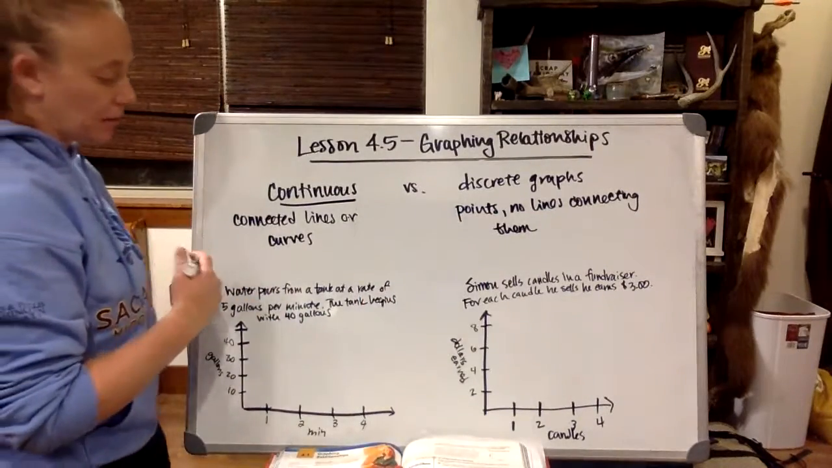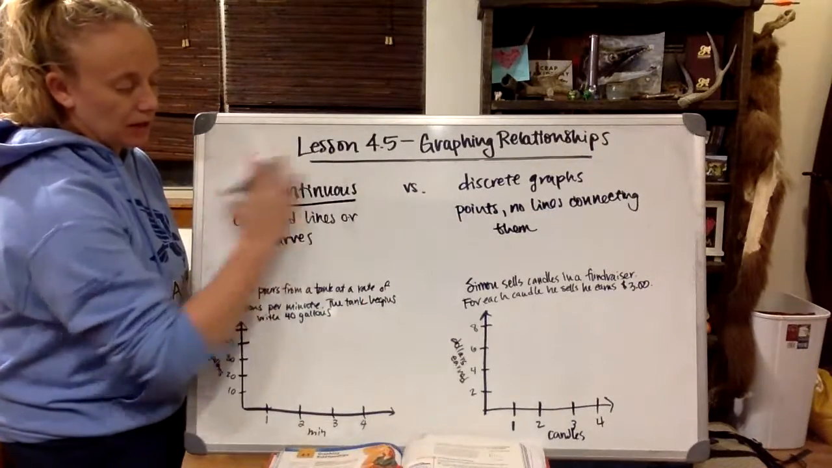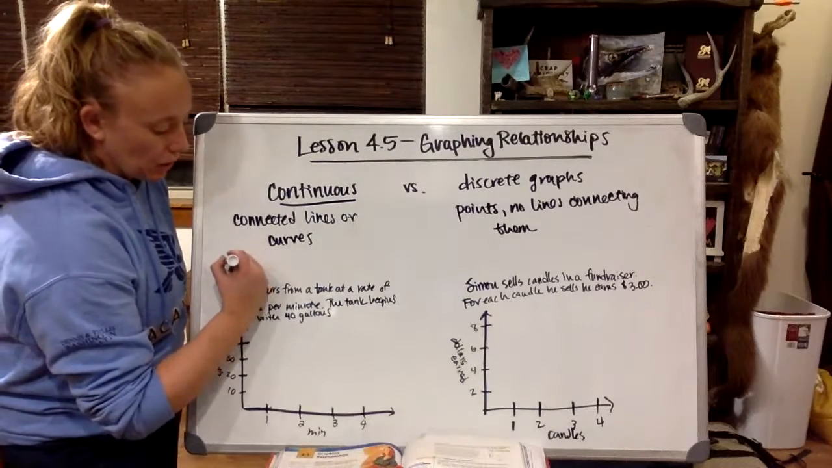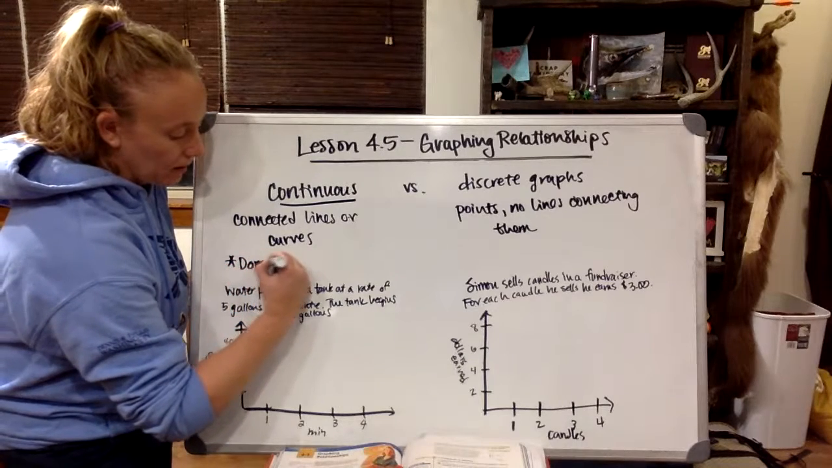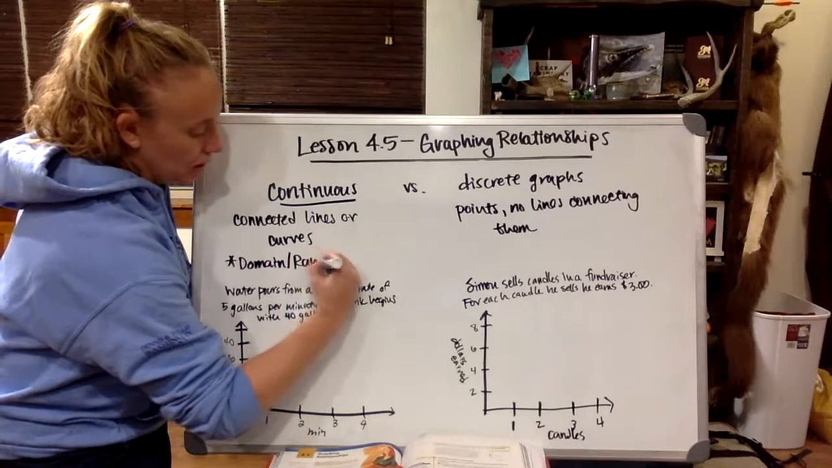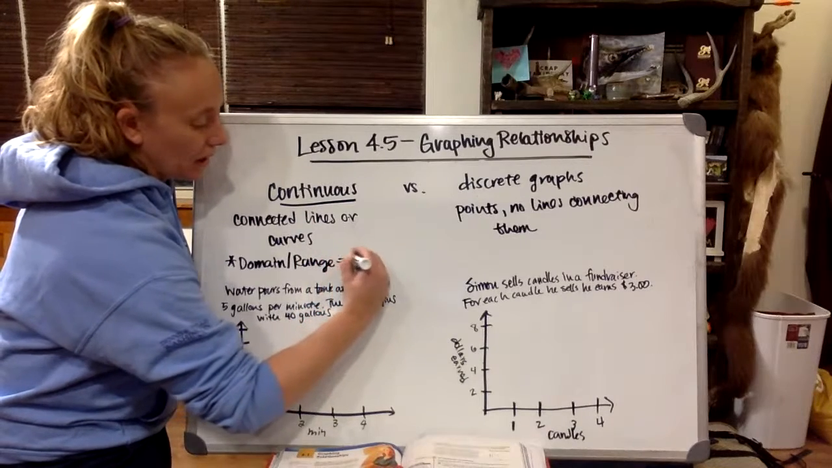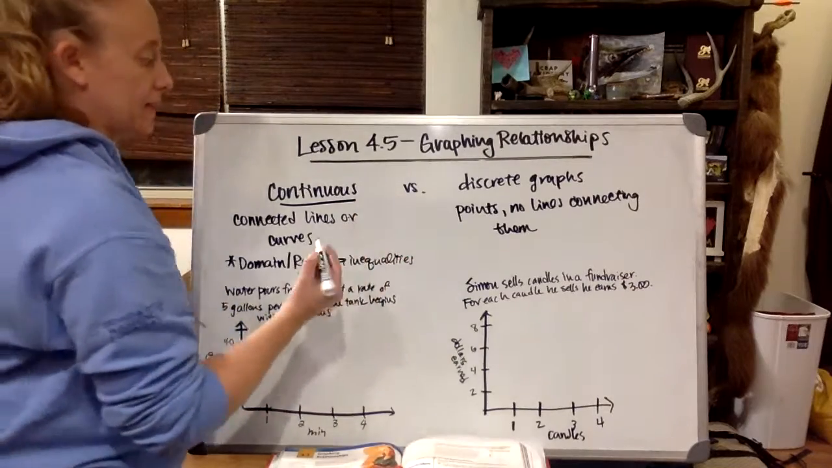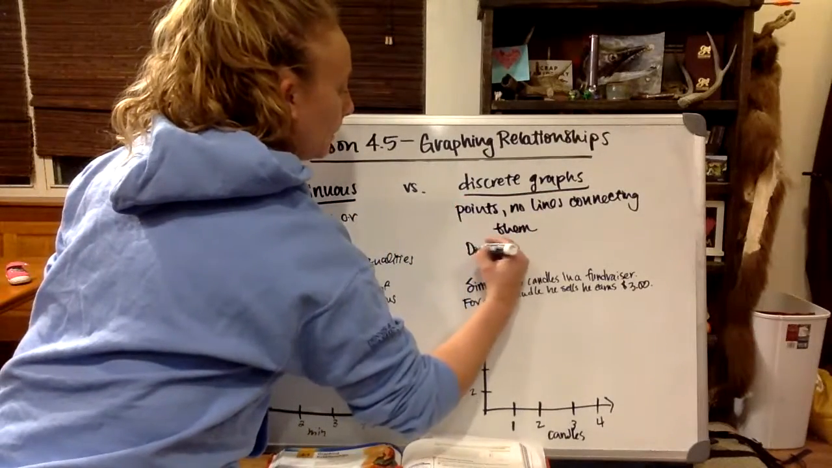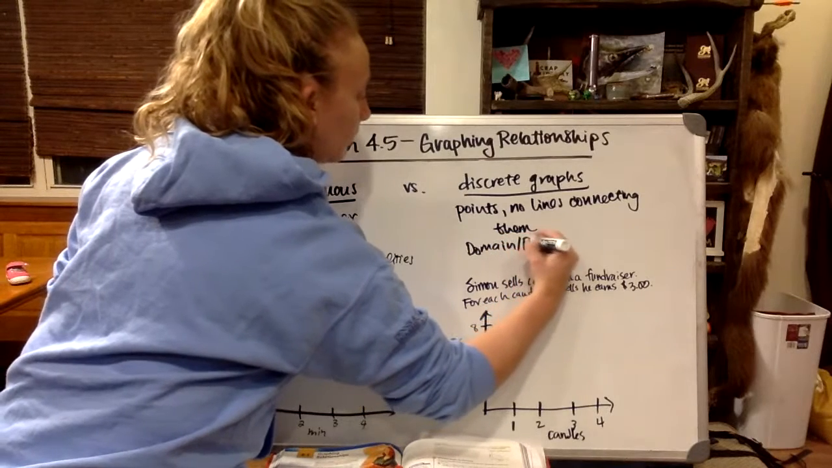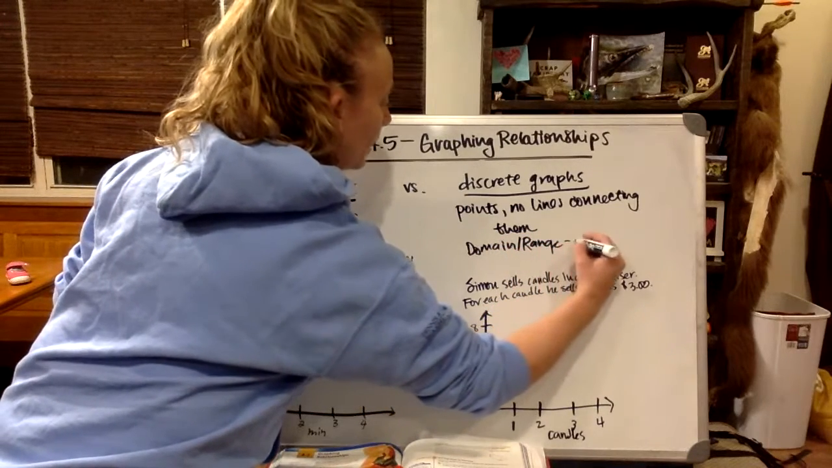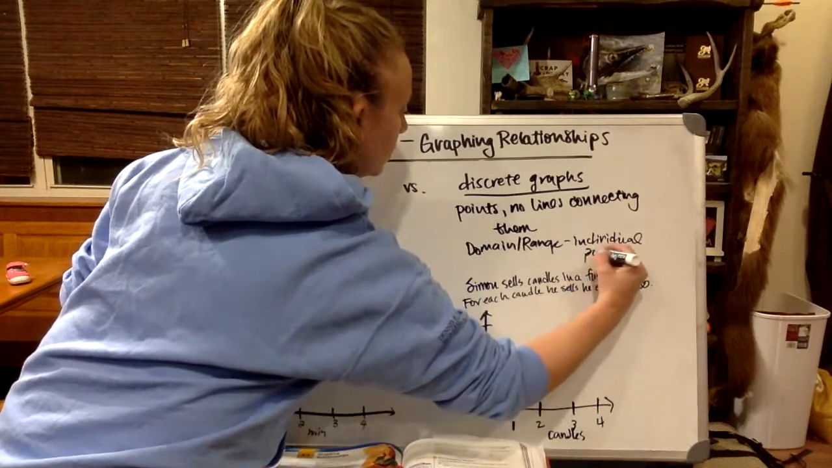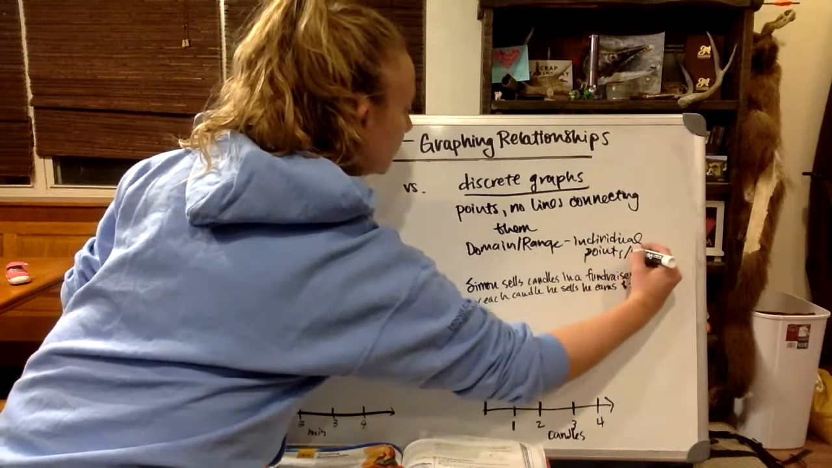Again, when it comes to domain and range, the domains and ranges that we'd like to see would be in terms of inequalities. So domain and range for continuous graphs are inequalities. If we're looking at discrete graphs, our domain and range are individual points, or numbers.